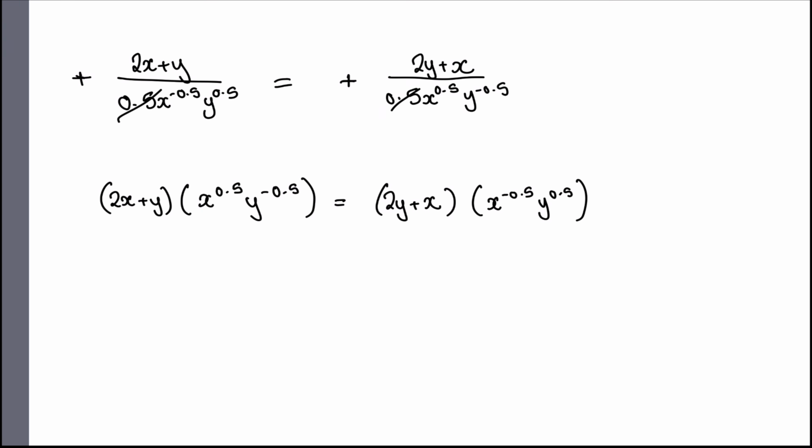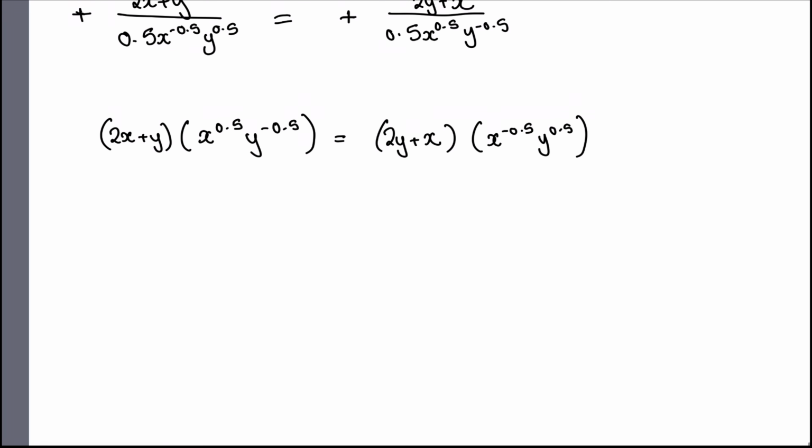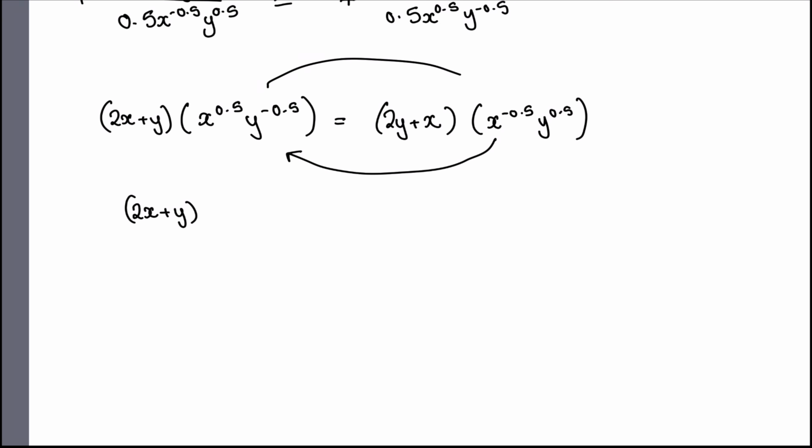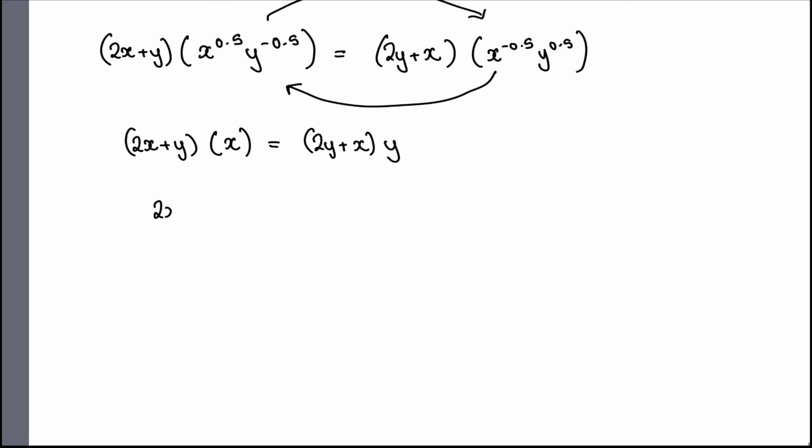So I've also got rid of the 0.5s as well in one move. If we now move this x to this side and move this y to that side, over here we get x, because x to the power of 0.5 divided by x to the power of minus 0.5 is just x. And on this side, we get y, because y to the power of 0.5 divided by y to the power of minus 0.5 is y. So now we get 2x squared plus xy is equal to 2y squared plus xy.